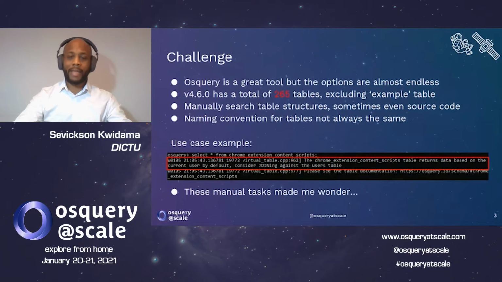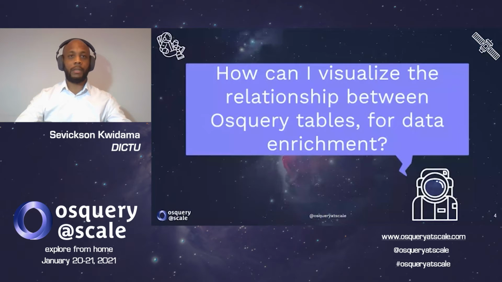This and the manual test made me wonder, how can I visualize the relationship between osquery tables for data enrichment? Visualization of the connection between tables can help to understand the possibilities and how the tables can be extended. If you have a clear view of the connections between tables, this would make it possible to create one query to get the needed data out instead of running separate queries and joining afterward, and with less trial and error. Also, it can be very useful for creating subqueries.